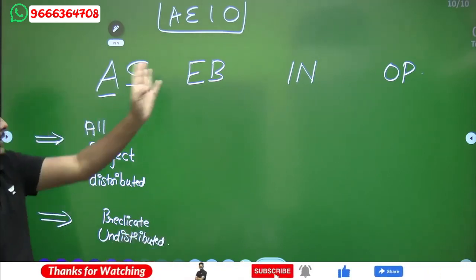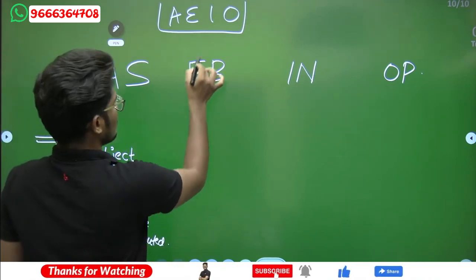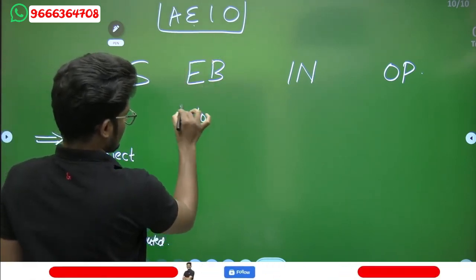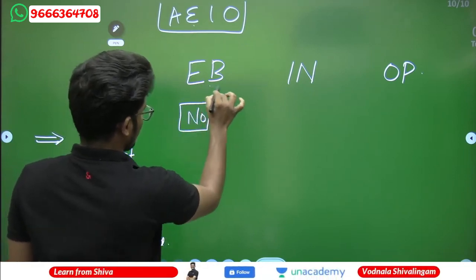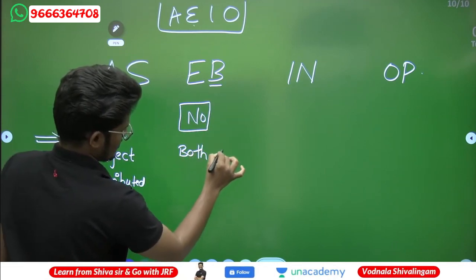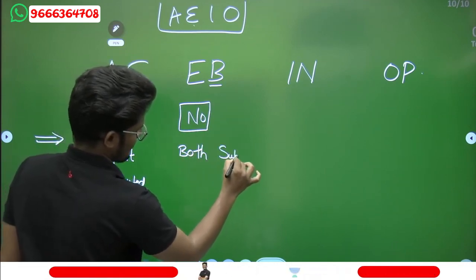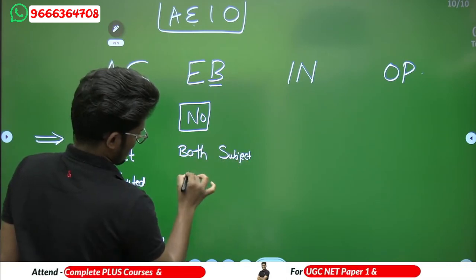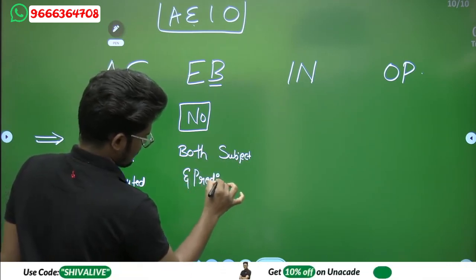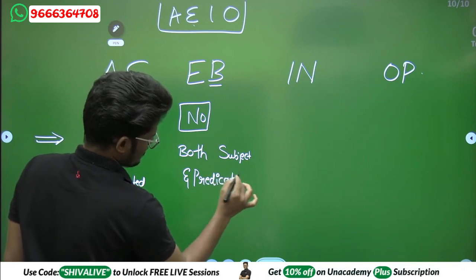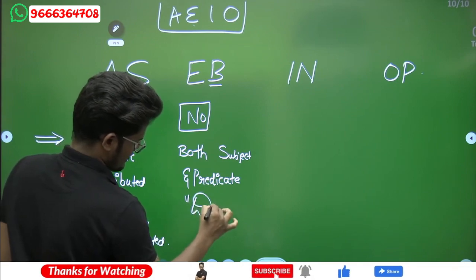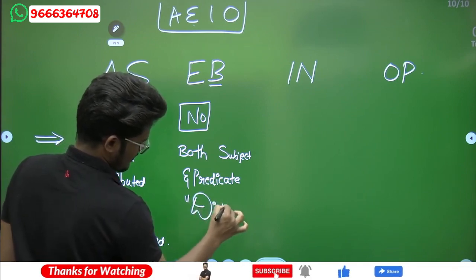Here E means the no statement. E means both subject and predicate. Both the subject and predicate get distributed.